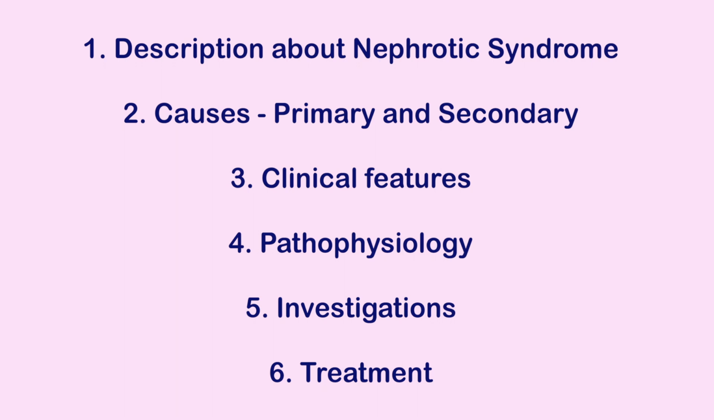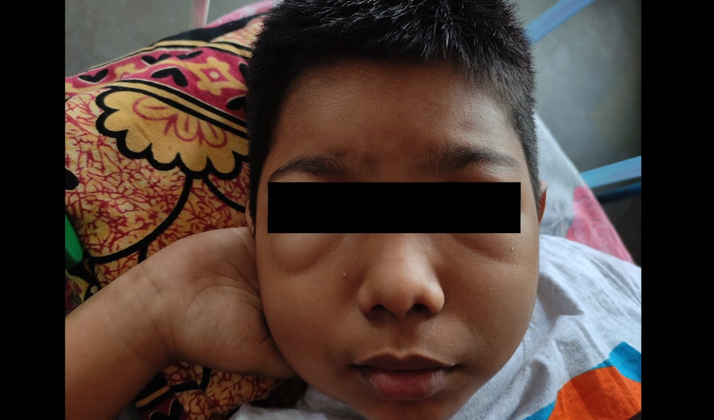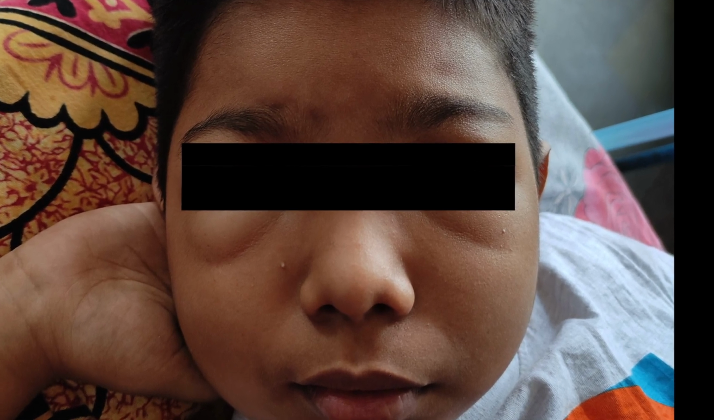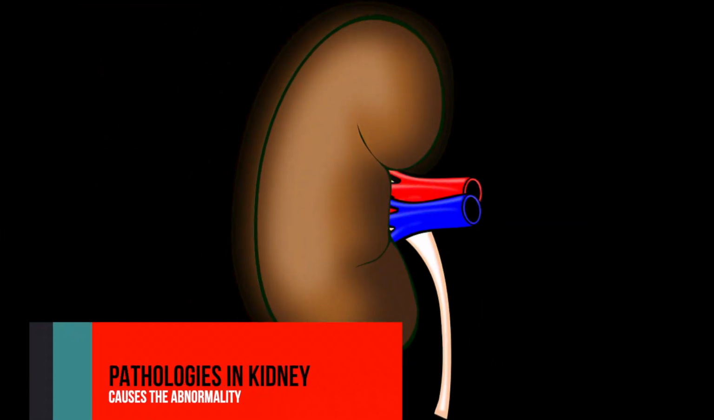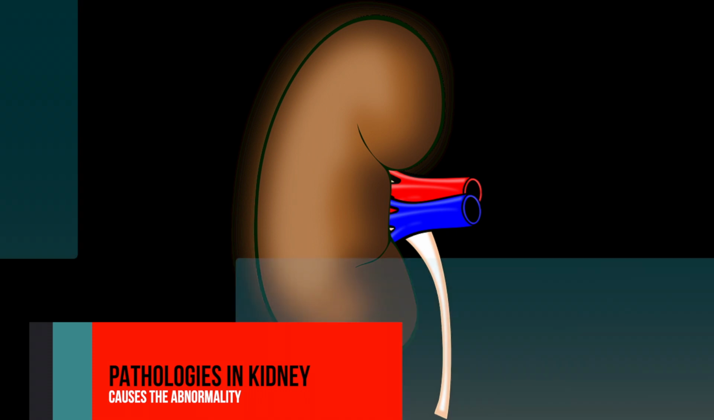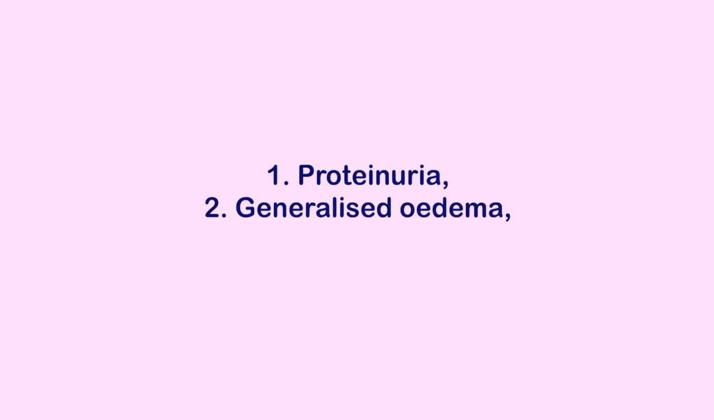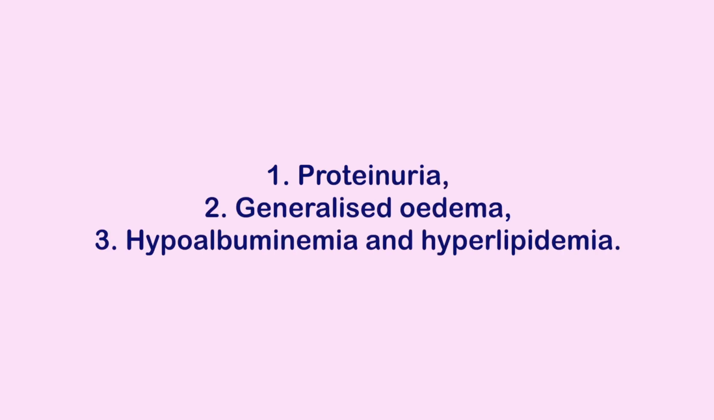5. Investigations. 6. Treatment. Nephrotic syndrome is a disorder of the kidney in which many abnormalities can be found in the kidney due to some pathology. The child can present with massive 1. Proteinuria, 2. Generalized edema, 3. Hypoalbuminemia and hyperlipidemia. Now let's learn the causes of nephrotic syndrome.